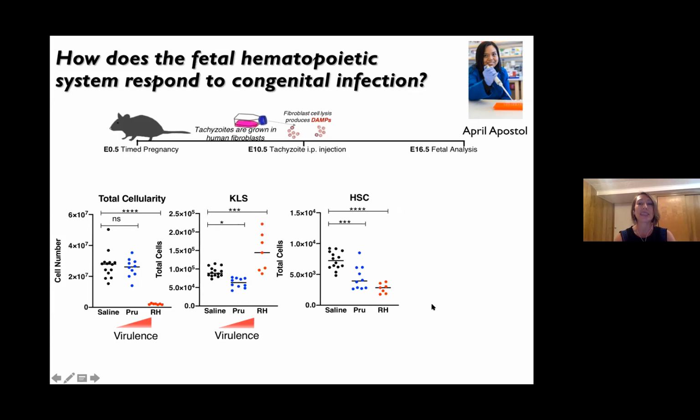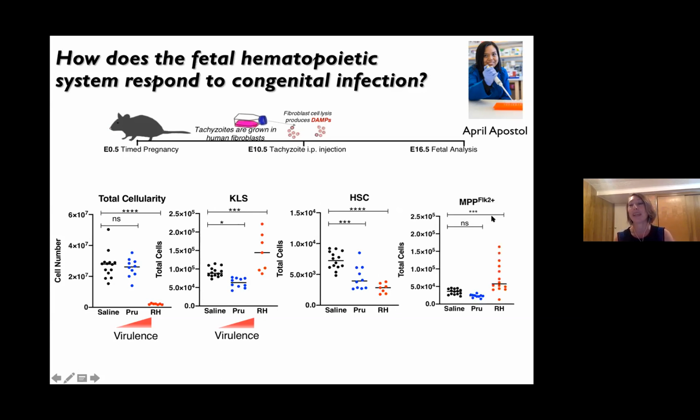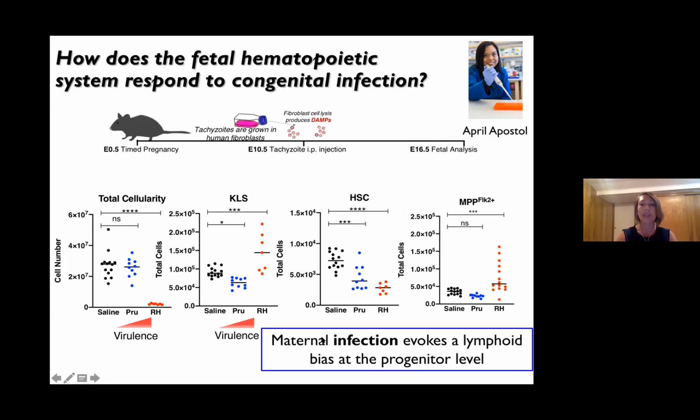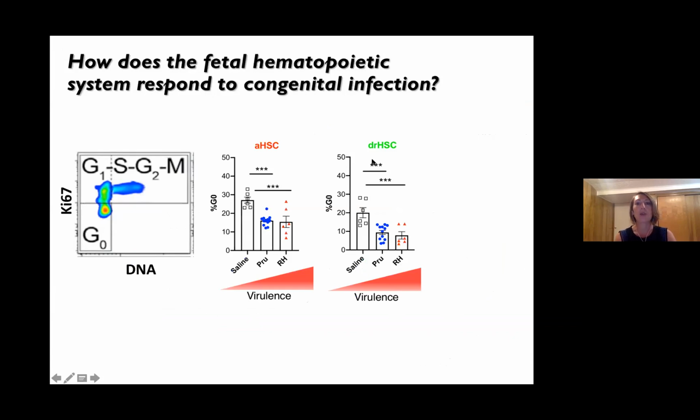When we look at HSCs, this is not being driven by expansion of our hematopoietic stem cells generally, but instead it's being driven again by expansion of this FLIC2 positive MPP4, which is our lymphoid biased multipotent progenitor. And so again, we see that this real maternal infection, this very beautiful system, also evokes lymphoid bias at the progenitor level.